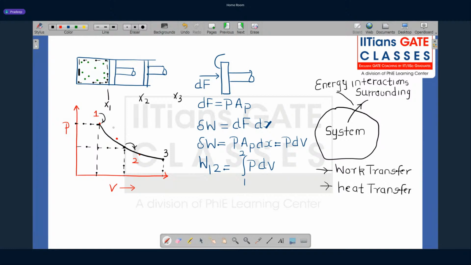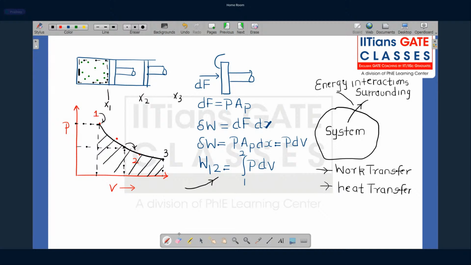If you look at this particular relation, the work transfer is calculated by integration of pdv, and that integration will give you the area under this curve. So the work transfer happening during the expansion of the piston from position 1 to 2 is pdv work, and that pdv work is the area under the process path.